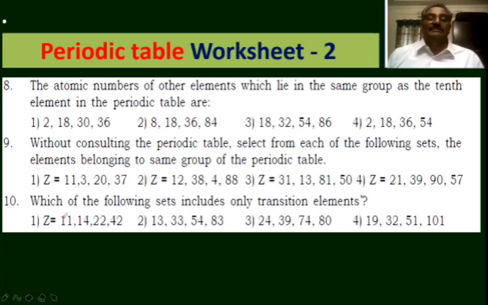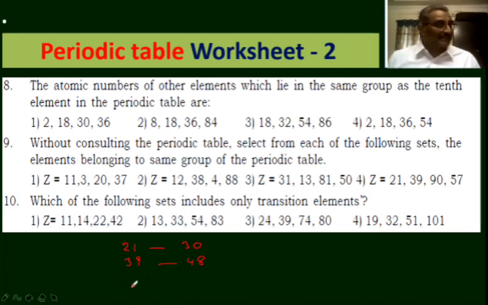Next, 10th question. Which of the following sets include only transition elements? The first transition series is in the fourth period, from atomic number 21, scandium, to 30, zinc. The next transition series is from yttrium to cadmium, with atomic number 39 to the atomic number of cadmium, which is 48.